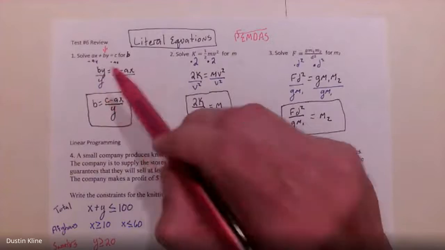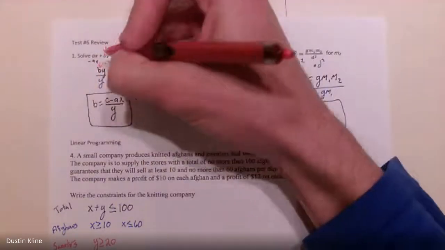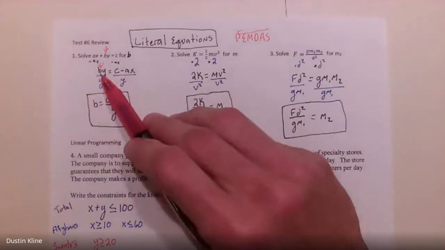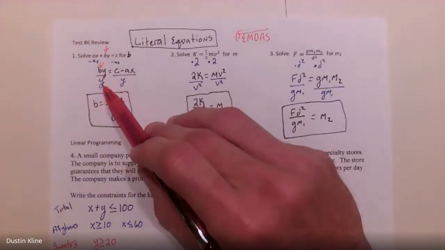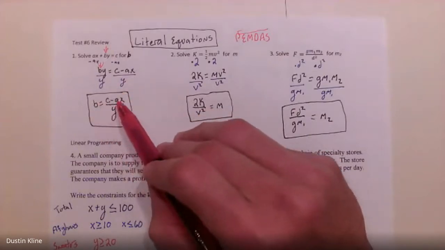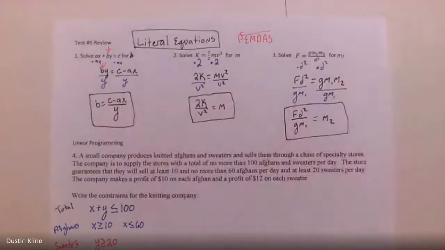We still want to isolate b, so we need to get rid of our y. b times y, the inverse of multiplication is division. Divide both sides by y. You're left with b equals (c minus ax) over y.